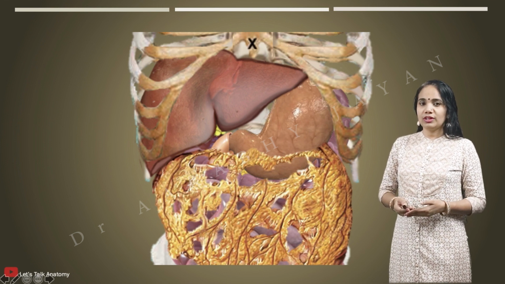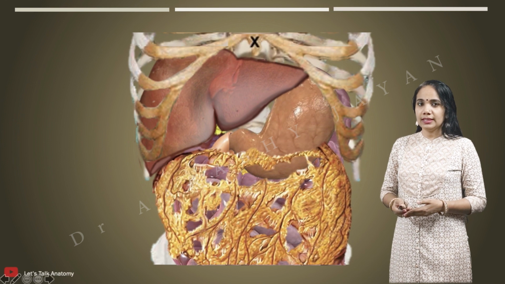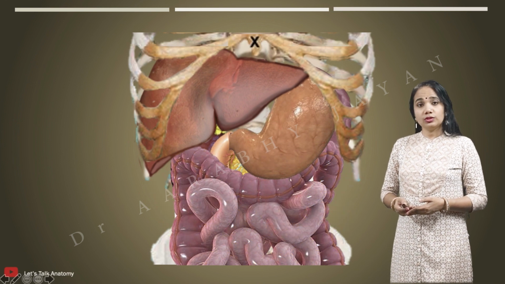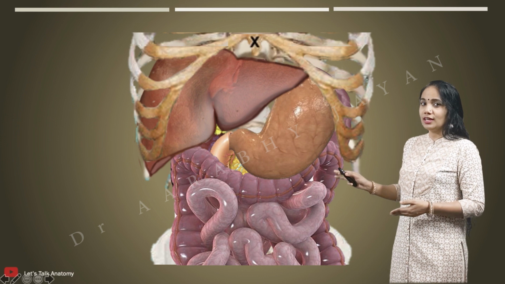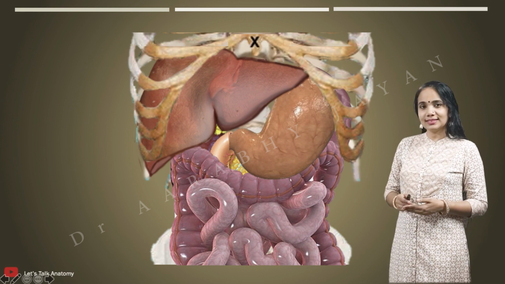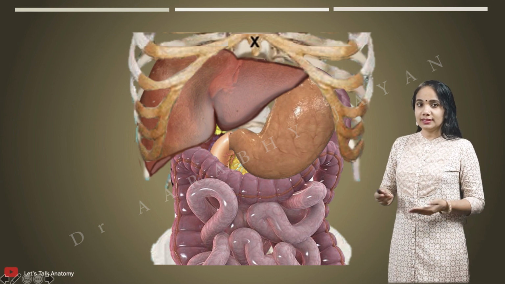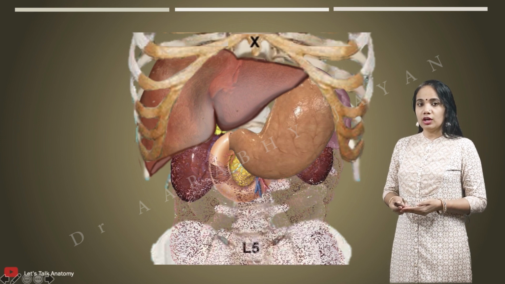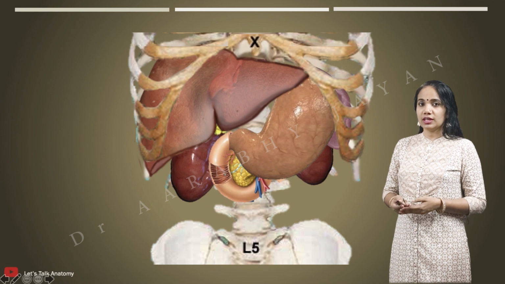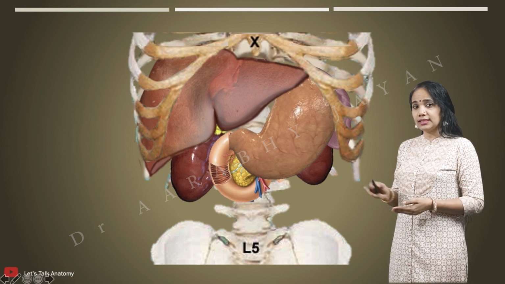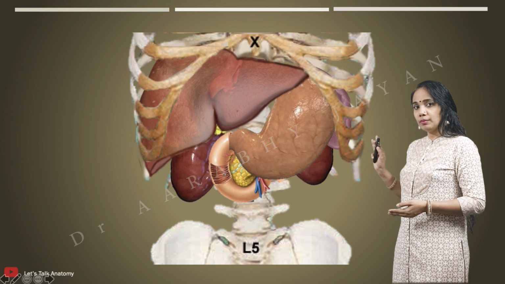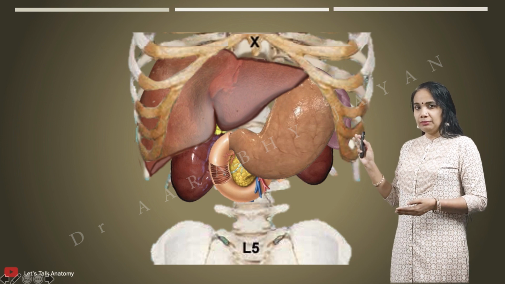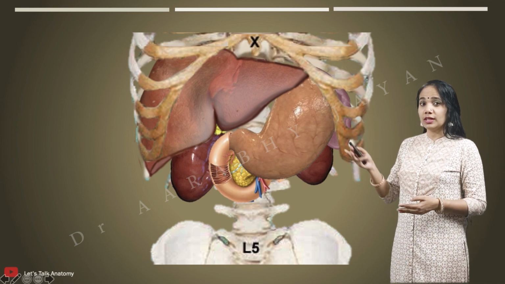Alright, so the first one to go will be the greater omentum, and once you remove the greater omentum, what you see are the intestines, the small intestine and the large intestine, the colon. And once you remove the colon, what you can see are the structures which are part of the posterior abdominal wall. You can see the duodenum over there, then the stomach, and a bit of the spleen perhaps within the rib cage, as well as the liver.